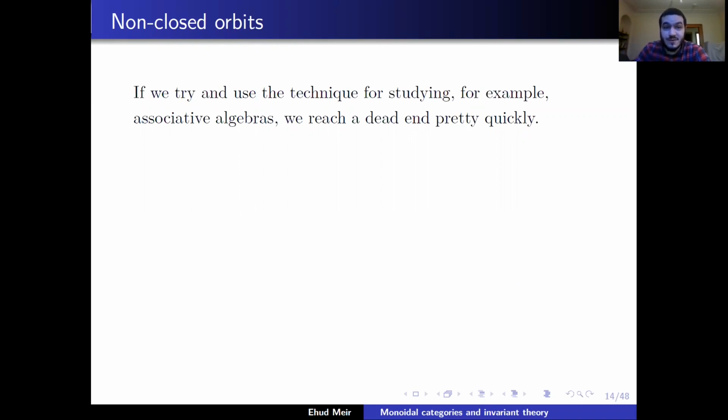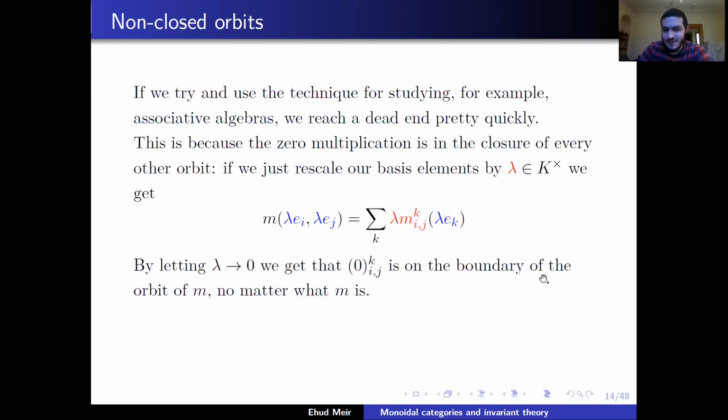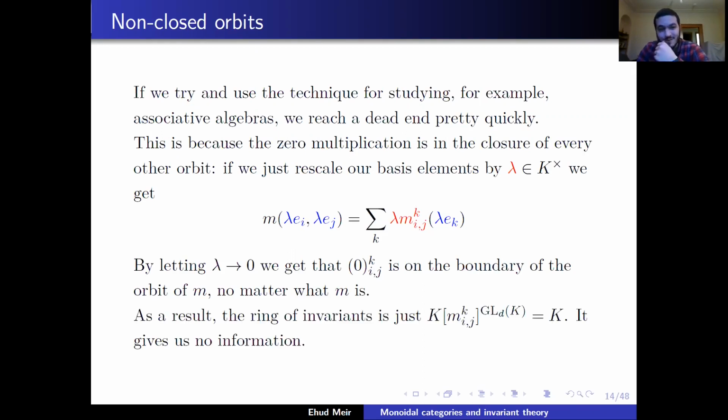So if we try just to use very directly this technique to study, for example, associative algebras, like the variety Y we mentioned before, we reach a dead end pretty quickly. And why is that? This is because the 0 multiplication is in the closure of every other orbit. Okay, if we just rescale our basis elements by lambda in K, we change the m_ijk by lambda, and then we take the limit when lambda goes to 0, we just get the 0 multiplication on the boundary. Okay, so we want to kind of avoid this.